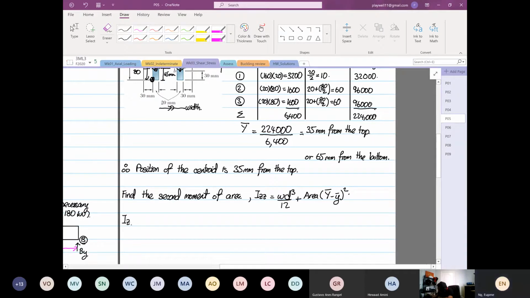IZZ1. So this is equal to width is equal to 160, depth is equal to 20, cubed divided by 12. Cross-sectional area is equal to 3200, multiplied by big Y bar is equal to 35, minus small Y bar is equal to 10, the whole thing squared. So this will be equal to 160 times 20 to the power of 3 divided by 12, plus 3200 times 35 minus 10 squared.